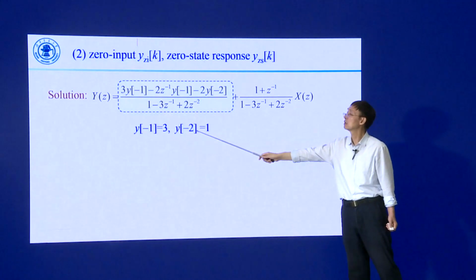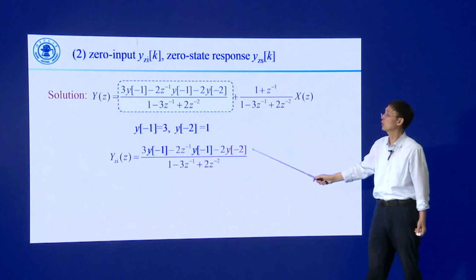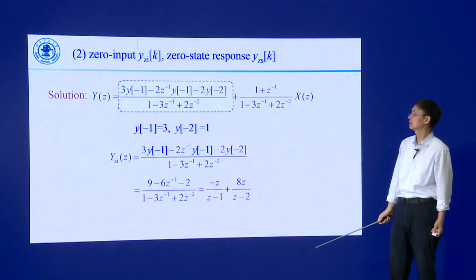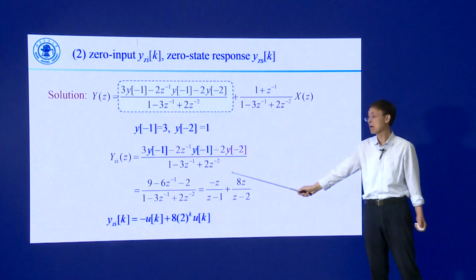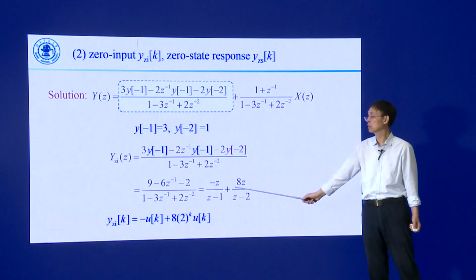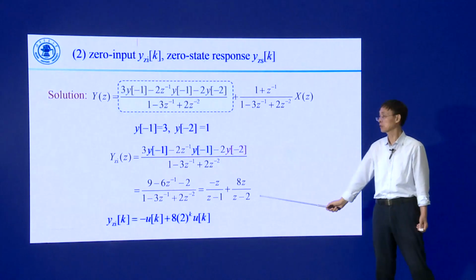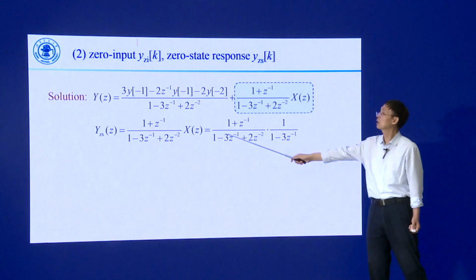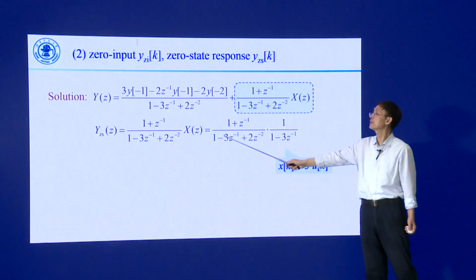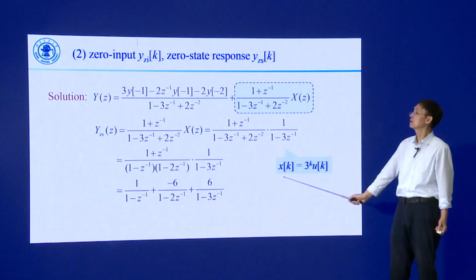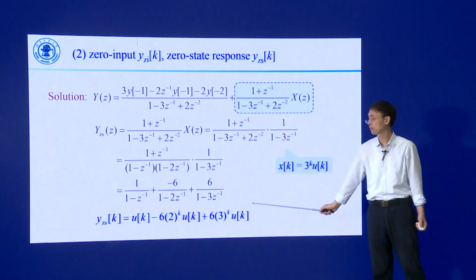According to the initial conditions, we can get Y_zi(z). By the partial fraction expansion, we can get the zero input response of the system. According to Y_zs(z), we can get the zero state response of the system.